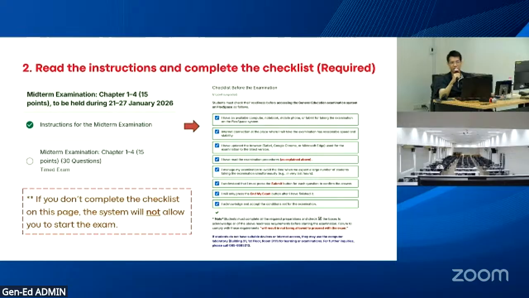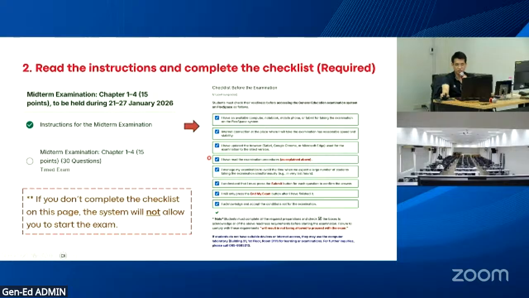After that, students must check their readiness before accessing the exam system. You must have an available computer. You must have an internet connection available. You must have an updated web browser. Do not use an outdated web browser.